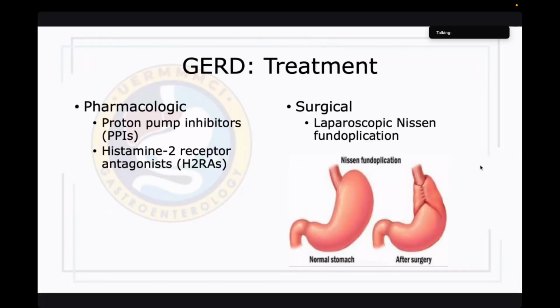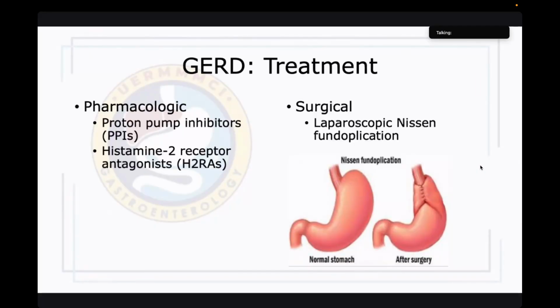These are more effective than the other option, which is histamine 2 receptor antagonists, although both PPIs and H2 receptor antagonists are superior to placebo. For the PPIs, no major differences exist among the PPIs, and only modest gain is achieved by increased dosage.